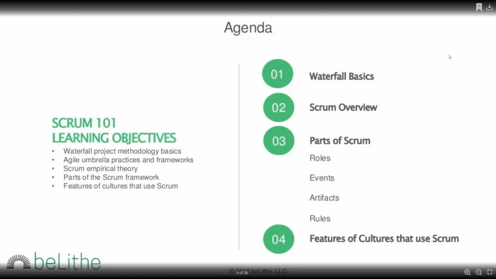So we're going to touch up a little bit on the Scrum overview, what Scrum looks like, the roles in it, the events or ceremonies, the artifacts, and the rules that go with Scrum as a part of Agile.